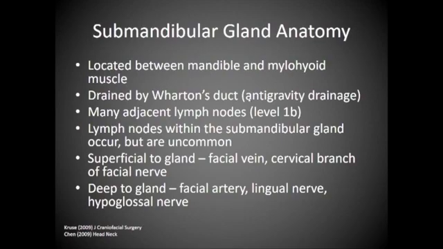Submandibular gland anatomy is a little bit simpler. The submandibular gland, as you know, is in the level 1B submandibular fossa, and it is between the mandible and the mylohyoid muscle. It is drained by Wharton's duct, which heads posteriorly and then superiorly to drain right next to the sublingual gland. This is anti-gravity drainage, assuming that you're upright, which is important probably in stone formation. There are a lot of lymph nodes near the submandibular gland, but usually not in the submandibular gland.